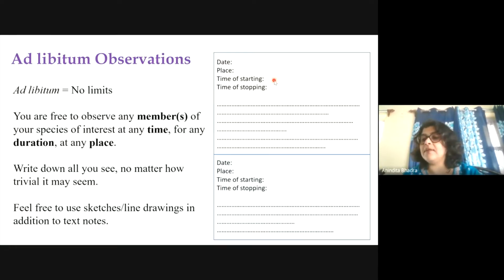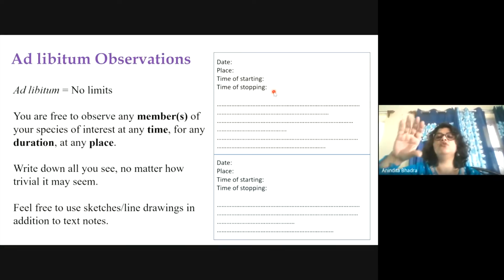From the time of starting to stopping, it might be only a 5-minute duration. It could be 15 minutes. It could be an hour. Doesn't matter. Each bout has to be marked with the time of start and stop. Next time you're going to observe the crow again or crows again, begin the same way and go on the same way. This is the only rule that we follow.